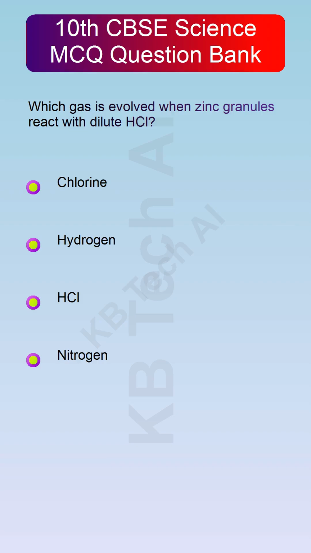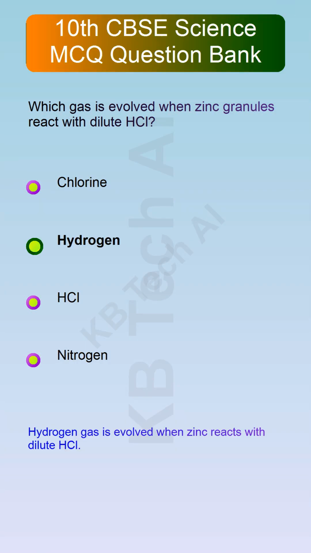Which gas is evolved when zinc granules react with dilute HCl? Option 1, chlorine. Option 2, hydrogen. Option 3, HCl. Option 4, nitrogen. The answer is, Option 2, hydrogen.